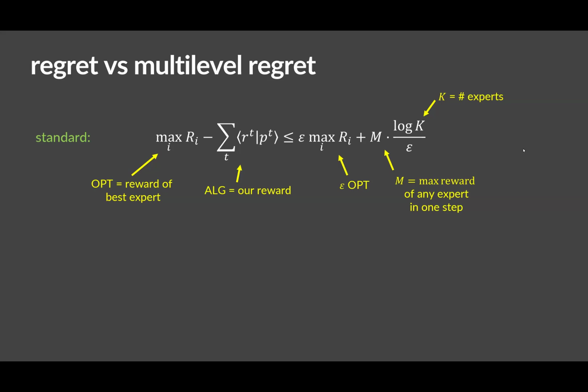Our problem is that different experts have different scales of reward. Some experts have very large reward, some experts are tiny. Here's a better expert guarantee. This is called multi-scale experts.